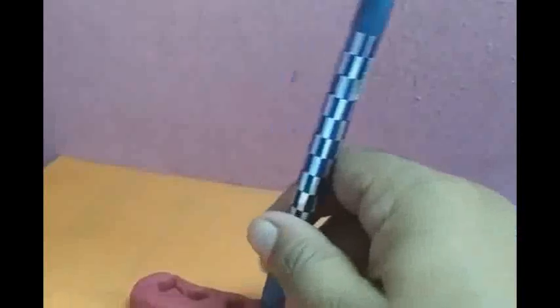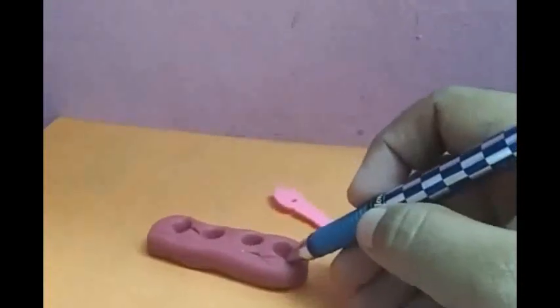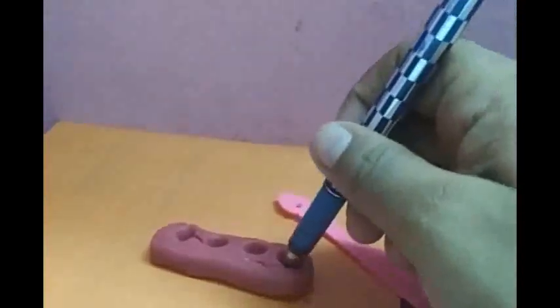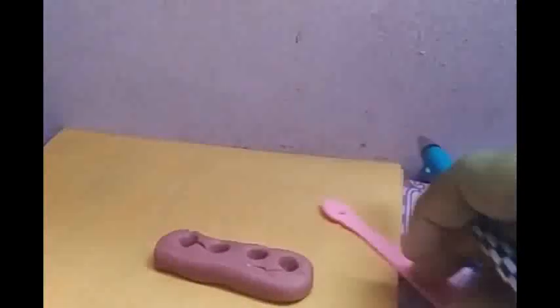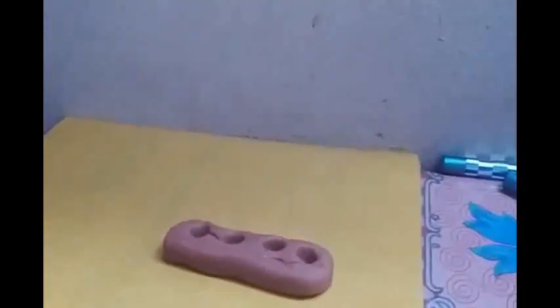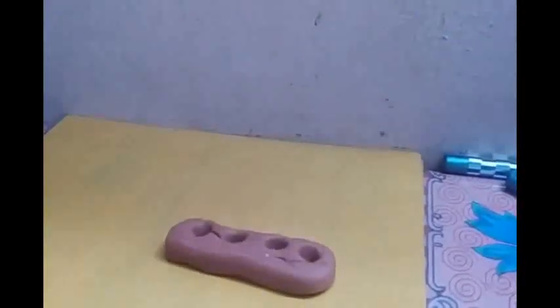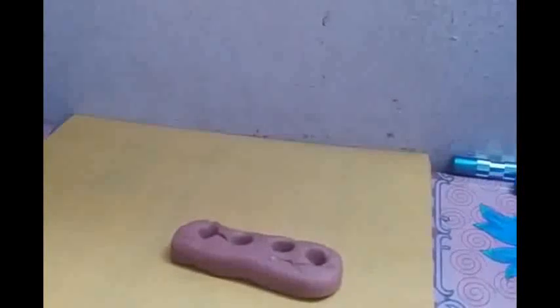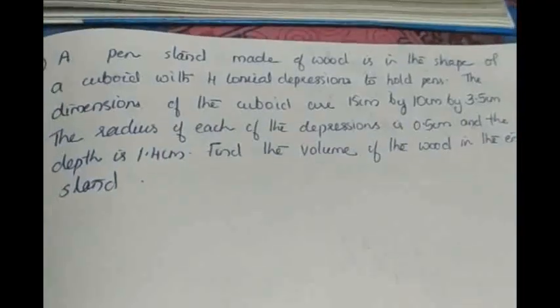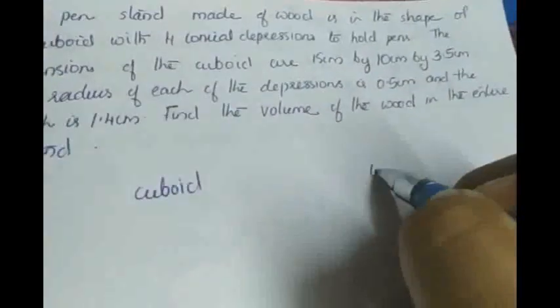This is in the shape of a cone, the tip of the pen. So to hold this, the shape is made in the shape of a cone. Okay, so from the wood, that means which is a cuboid, we have to remove the volume of each cone. There are 4 cones in the pen stand, so we have to remove 4 cones. So the volume of the entire pen stand will be volume of the cuboid minus 4 times volume of a cone.